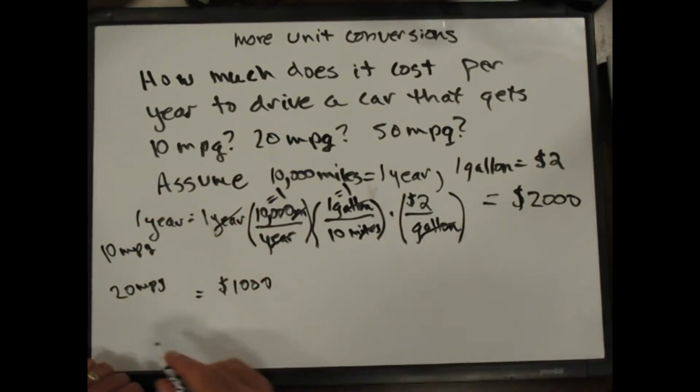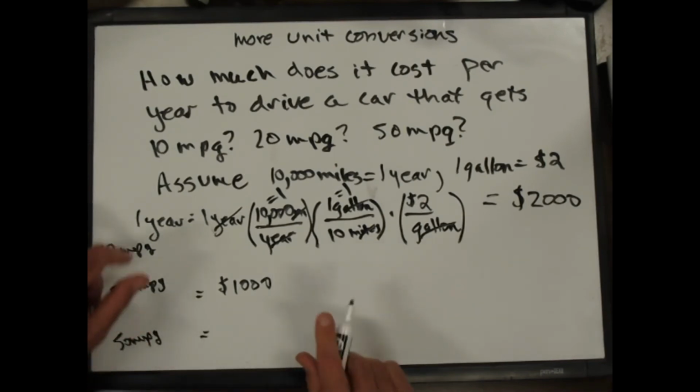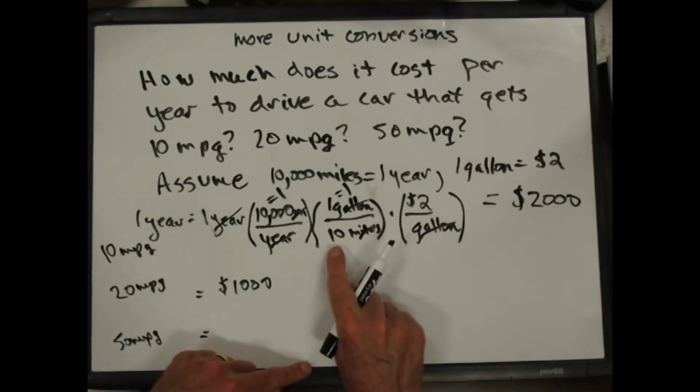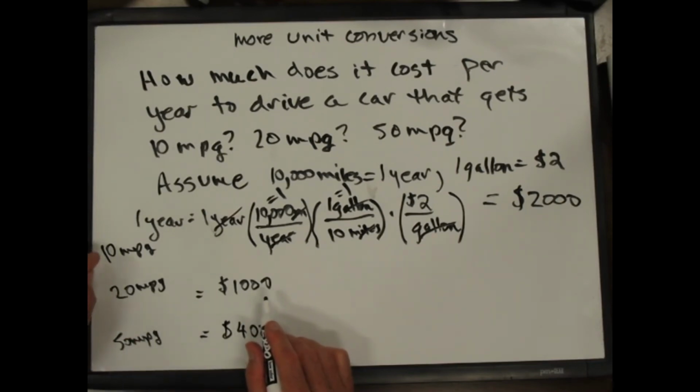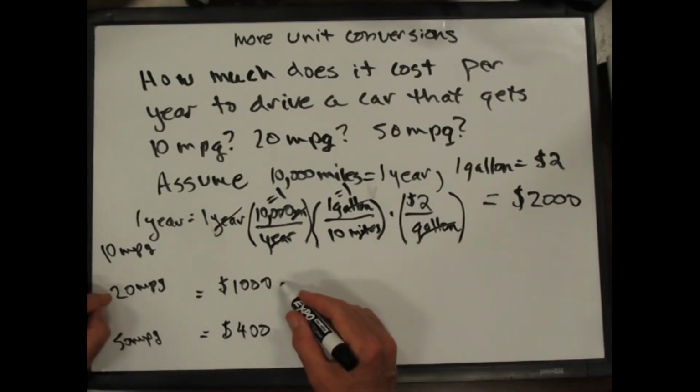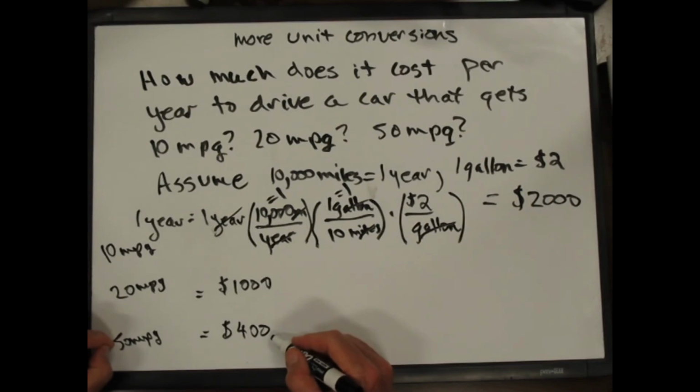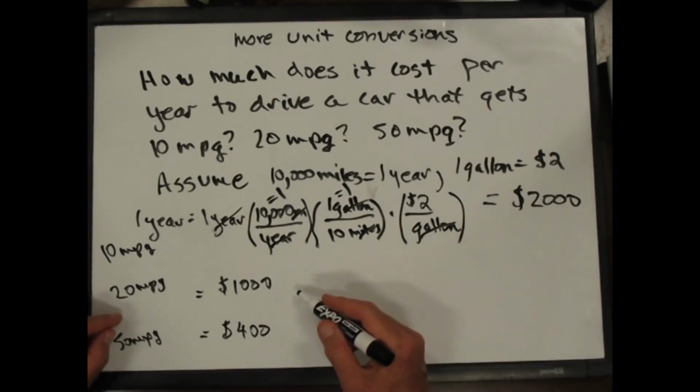Right? Similarly, if I wanted to do the 50 mile per gallon car, right? Again, this number instead of being a 10 would be a 50, and the amount would be $400. Notice when I go from 10 to 20, I save $1,000. When I go from 20 all the way up to 50, I only save an additional $600. Even though it's 30 miles more per gallon, I'm only saving a little more than half as much as I did going from 10 to 20.